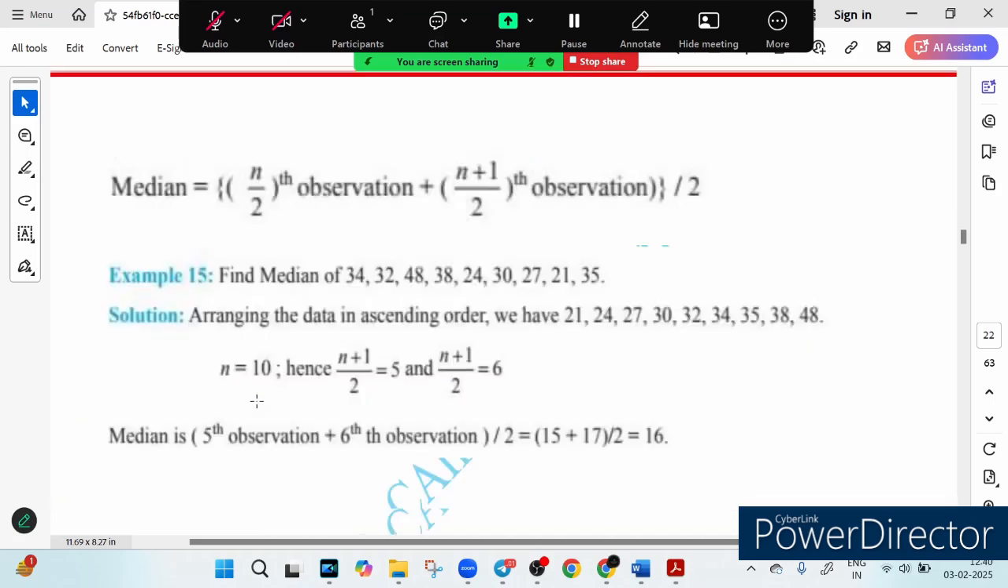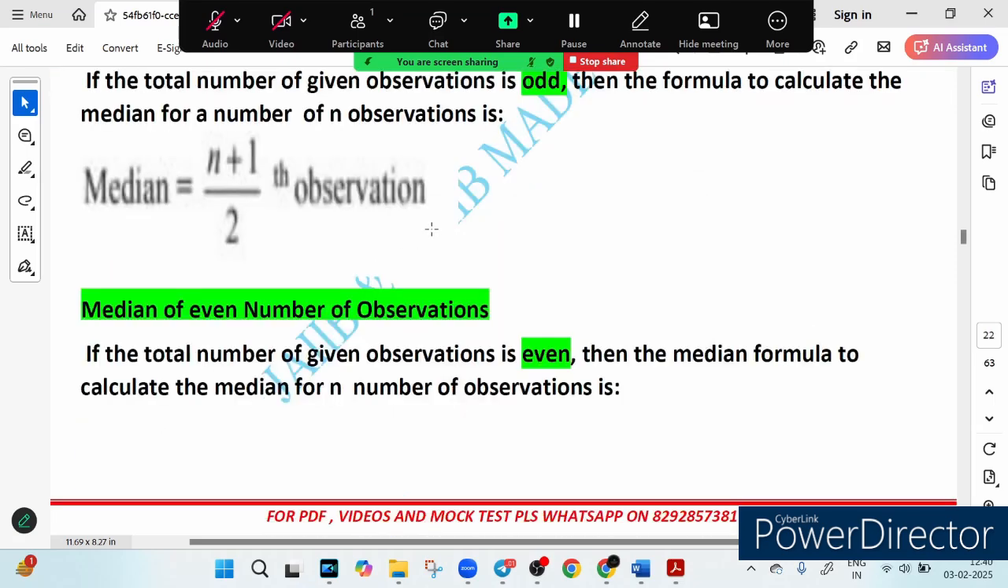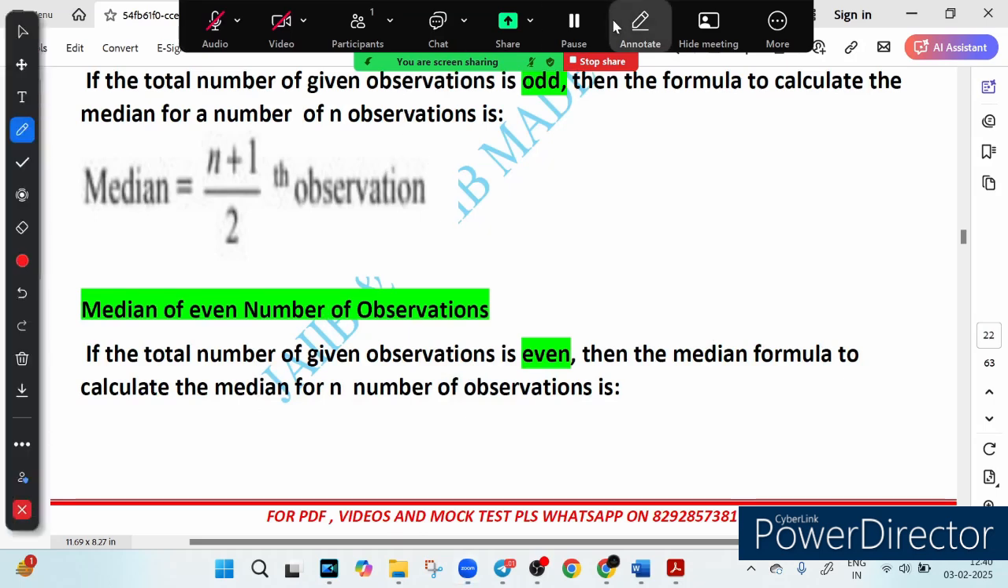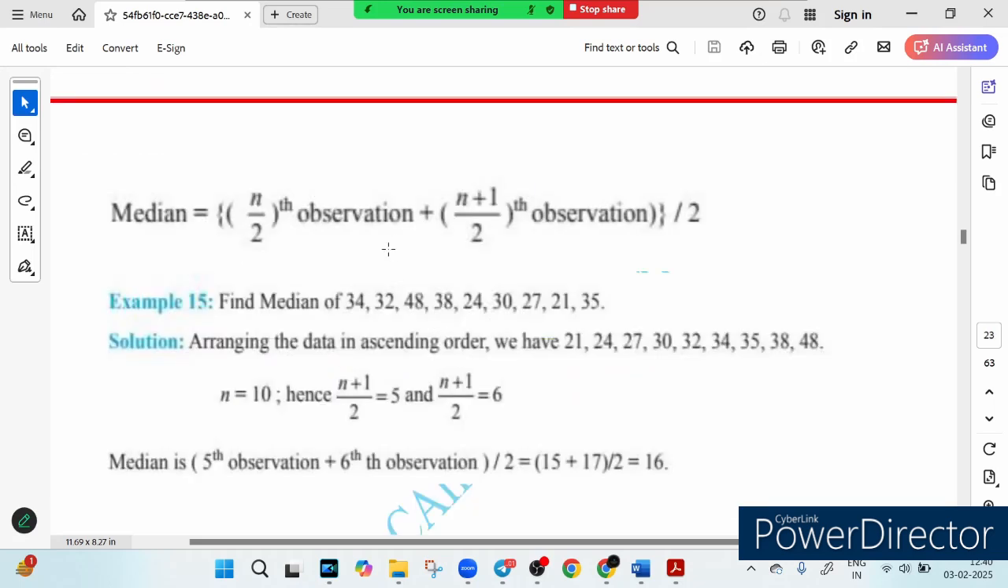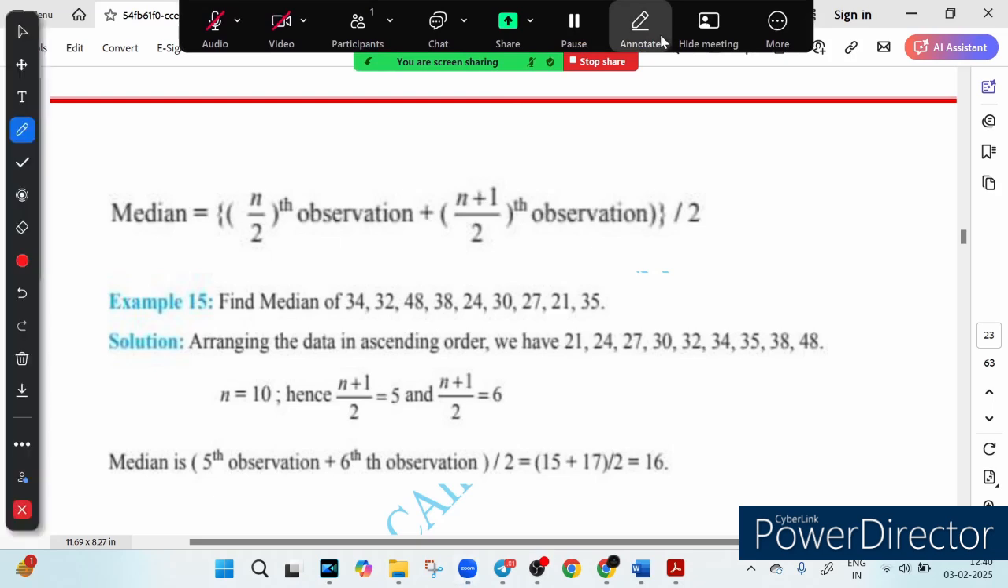What about the median of an even number of observations? Suppose the number of observations is even, right? The formula to calculate the median is quite simple. You have to find the n by 2th observation plus the (n plus 1) by 2th observation, divided by 2, right?